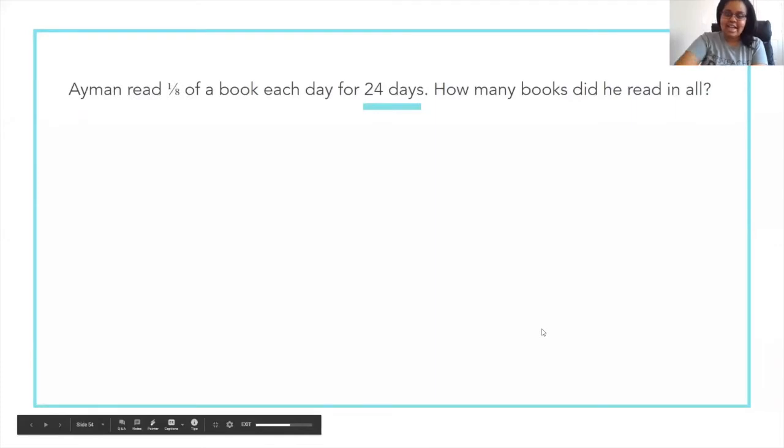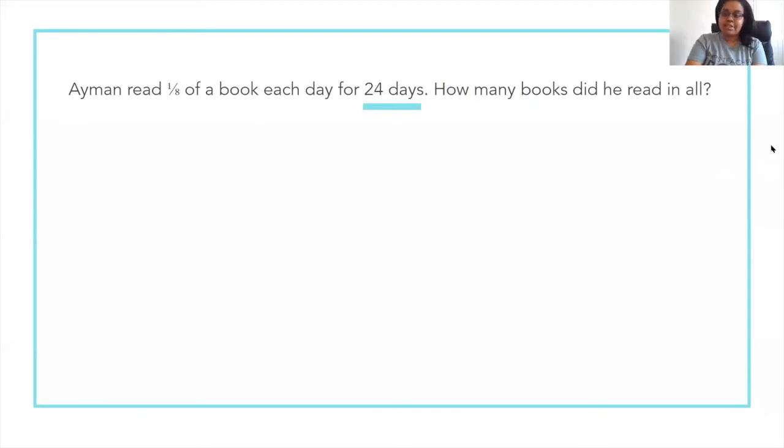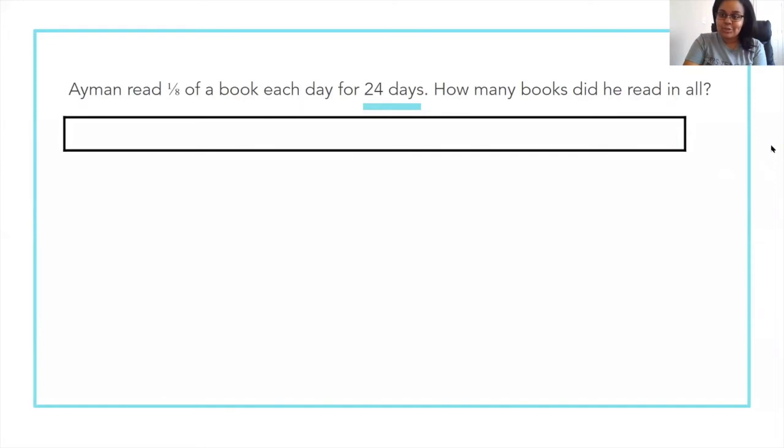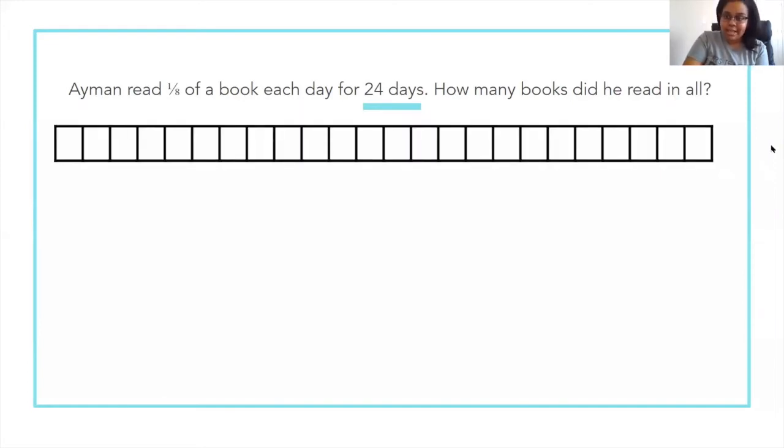It reads, Eamon read 1/8 of a book each day for 24 days. How many books did he read in all? All right, so starting out for this problem, I know that if I have my tape diagram, I need to divide this tape diagram up into 24 sections. Each one of those 24 sections is going to represent 1/8.